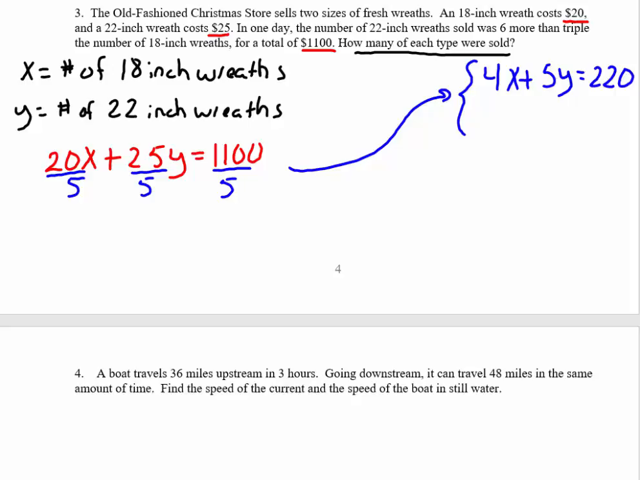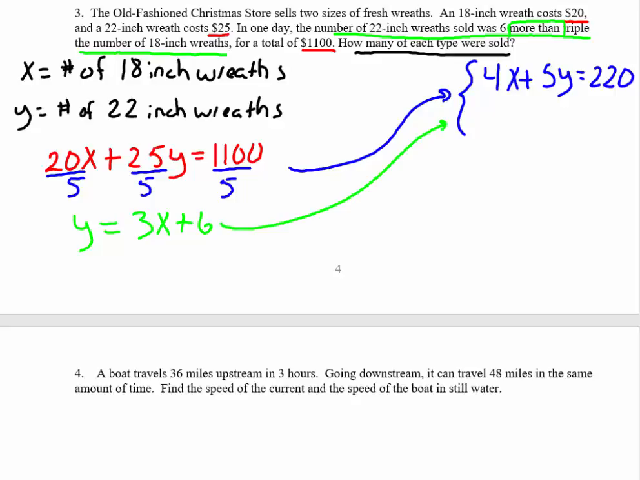Now let's look at the second equation. It's going to come from the number of 22-inch wreaths sold was 6 more than triple the number of 18-inch wreaths. Which variable represented the 22-inch wreaths? That was my y. It is going to equal 6 more than triple the number of 18-inch wreaths. Again, with more than and less than, the order flips. So triple the 18-inch wreaths is 3x, and 6 more than that, so plus 6. If you want to use the addition method, you would probably subtract over the 3x. If you want to stay with substitution, you can leave it as y equaling 3x plus 6.